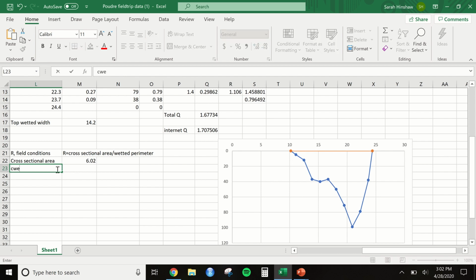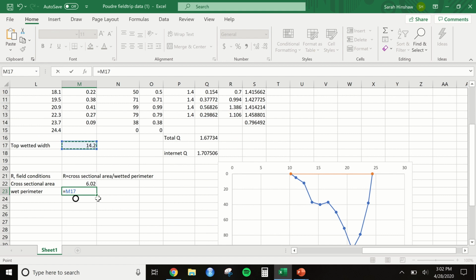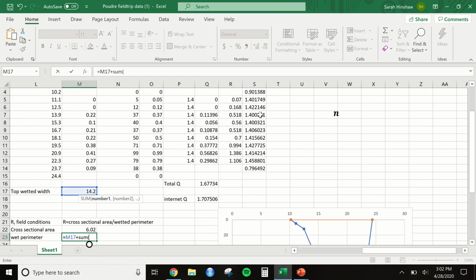So let's just add those together and get the hydraulic radius. So we'll add this top width to our sum of all the straight line distances.